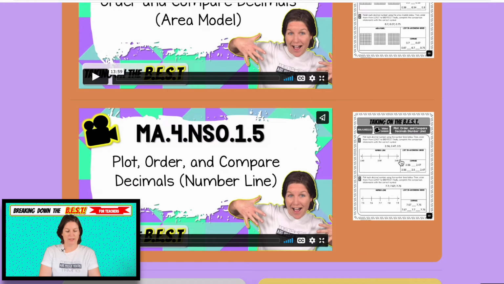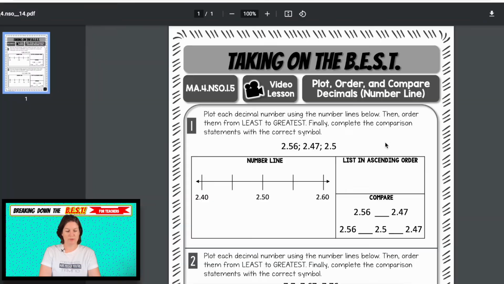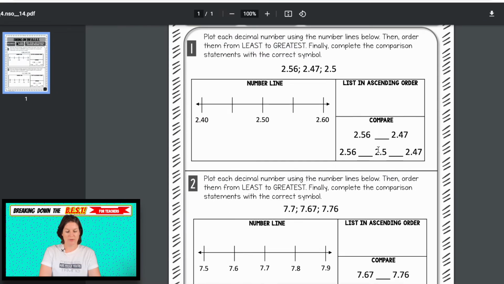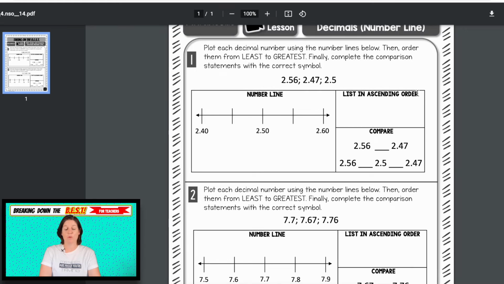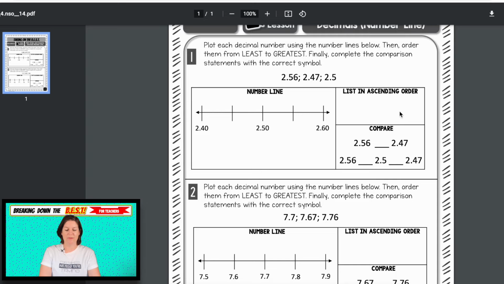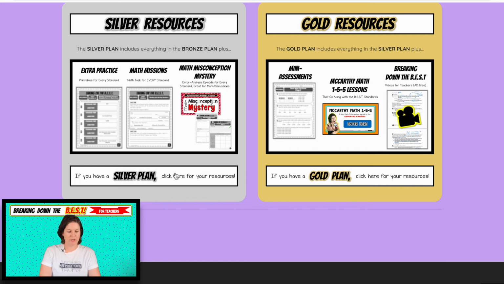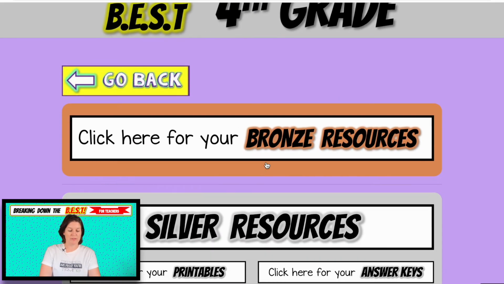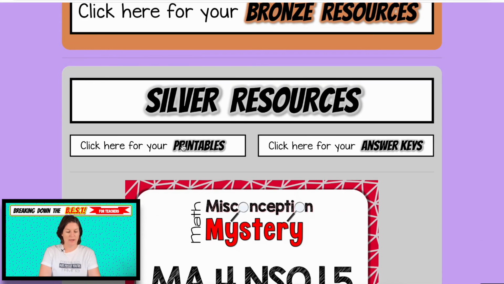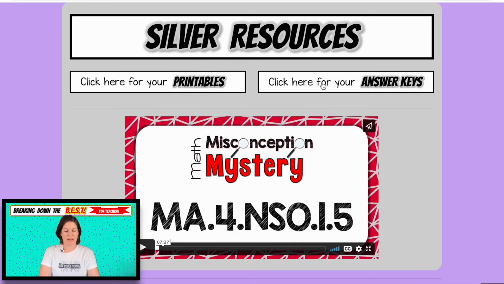And then for video number 2, we have plotting, ordering, and comparing decimals using a number line. We have 2 examples here that we break down, and you can see here I just stuck with the ascending order for this one, comparing from greatest to least, because we have a lot going on here that I've had the lessons just focusing on plotting and ordering them. Okay, so those are your bronze resources. And then if you have the silver plan, you have access to more. So here's what you have access to. You have your bronze if you want to go back. You also have these printables and answer keys and the math misconception mystery video for this one.